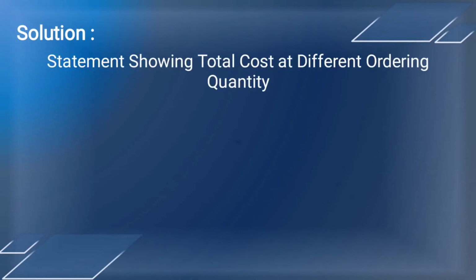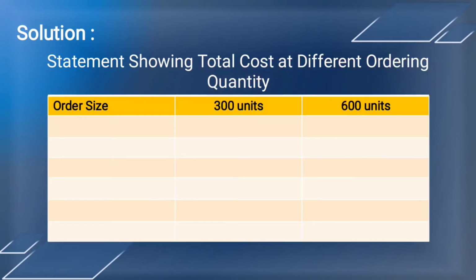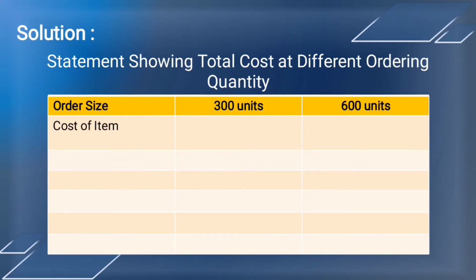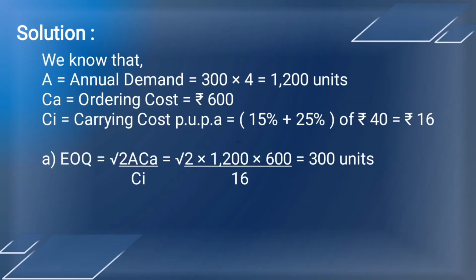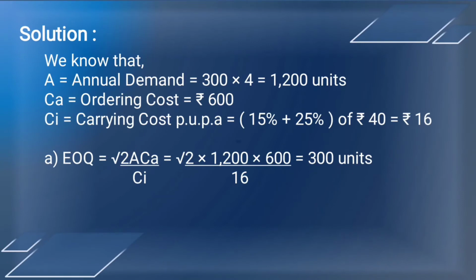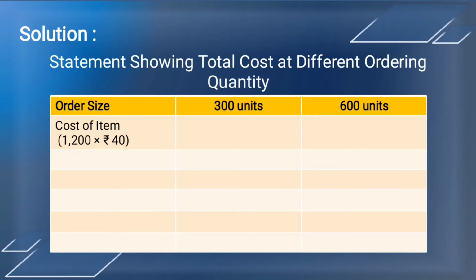Next, we'll prepare statement showing total cost at different ordering quantity. Order size for 300 units and 600 units. Cost of item. So the cost of item will be annual demand into cost per unit, that is rupees 40 into 1200 units. So we'll record 1200 units into rupees 40. So it will be 48,000 for 300 units as well as for 600 units.